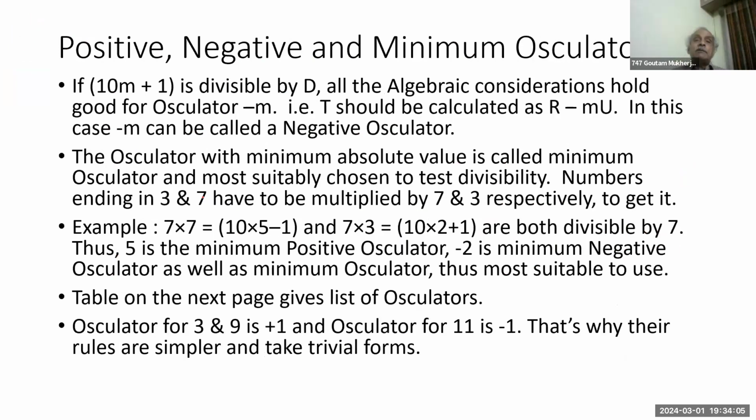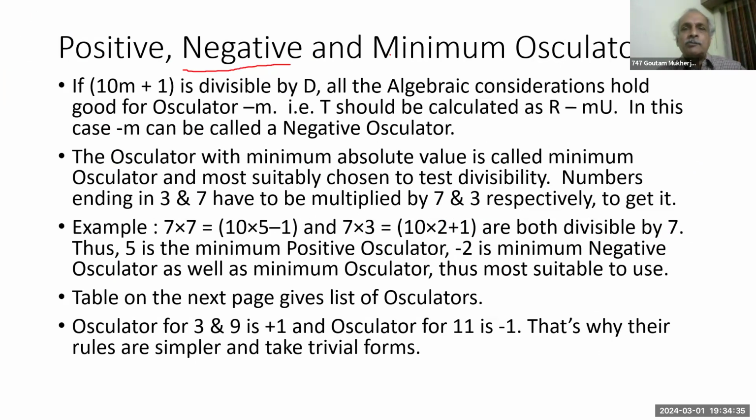Now we come to positive, negative, and minimum oscillator. The problem comes when a number is ending in 1. You have to multiply by 9, and it becomes a very large number. Earlier, in terms of recurring decimals, we also faced the same problem. So here also it will be the same. So we have to discuss another concept called the negative oscillator.